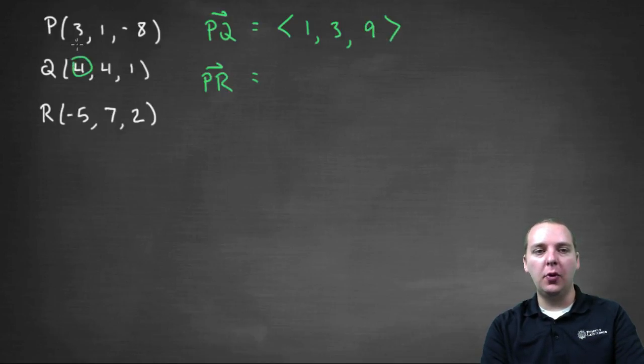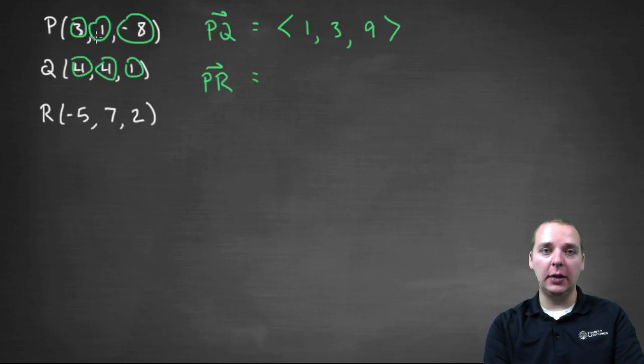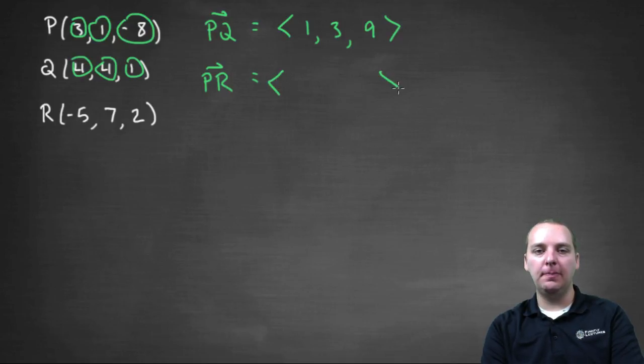Now, where did that come from? I took 4 minus 3, which is 1, 4 minus 1, which is 3, and 1 minus negative 8, which is positive 9. Terminal minus initial. Ending point minus beginning point, or at least the x, y, and z values of those points. All right, in the same way, let's do PR.